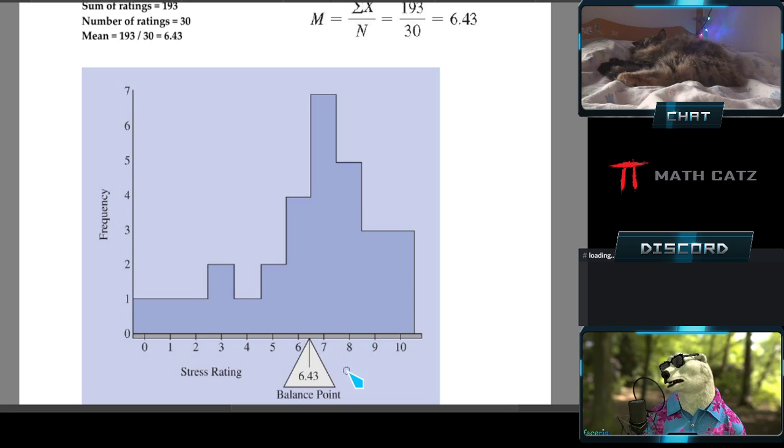So when I talk about the measure of center, I'm not saying anything about how it's spread around this mean, that is a completely separate issue. Just where is this located? Well, the average stress rating scores 6.43. And that tells me, okay, it's not low stress, it's not super high stress, but it is a little higher on the stress rating scale. That gives me information by just a single number.